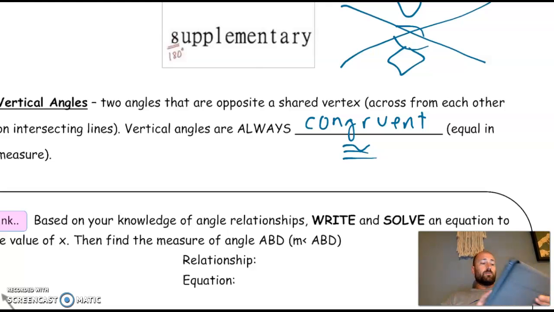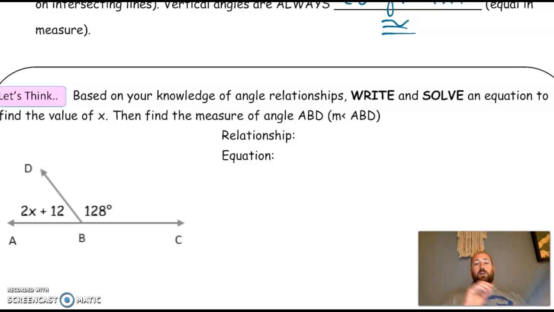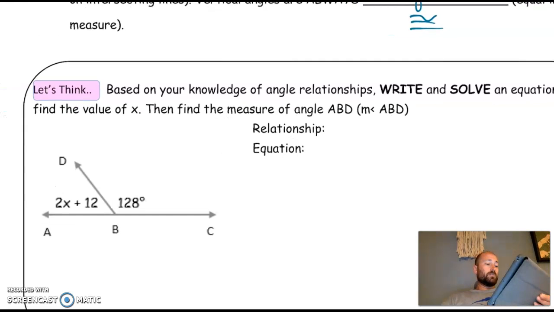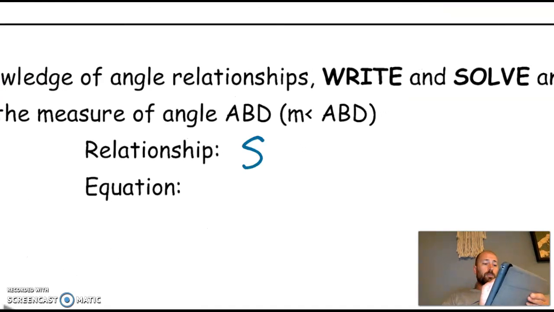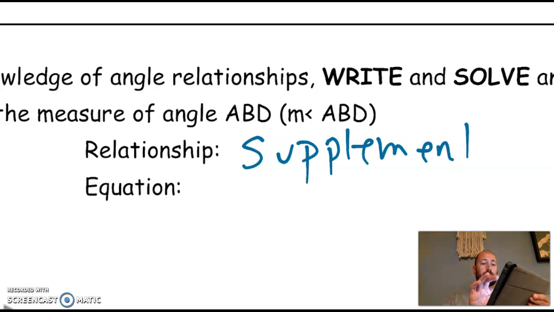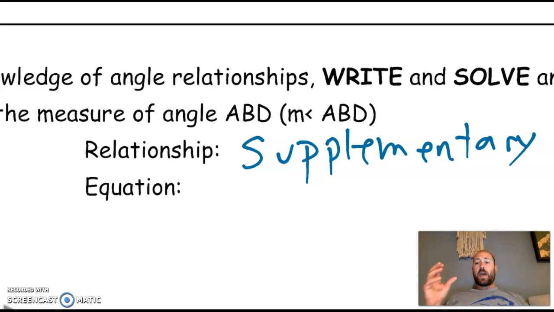So what we're going to do is identify angle relationships. Then we're going to use that angle relationship to write an equation. Let's look at this one. What angle relationship do those two angles have? This one and that one. If you said supplementary, you're on top of it. They make a line. Supplementary means that they add up to 180 degrees.